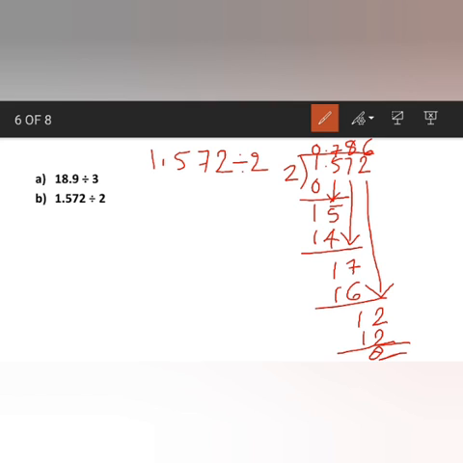So that our answer will be 0.786. When we are dividing 1.572 by 2, we get the answer as 0.786. So now we'll study about the next one.